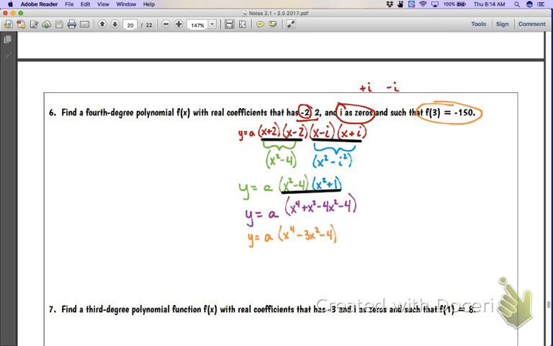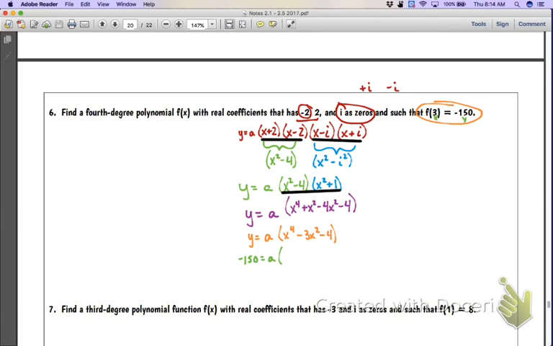Okay, what's the 3 represent, the x or the y? The x. What does the negative 150 represent? The y. So all I'm going to do is I'm going to take, this is my x, that's my y. I'm just going to solve for a. So I'm going to have negative 150 equals a.